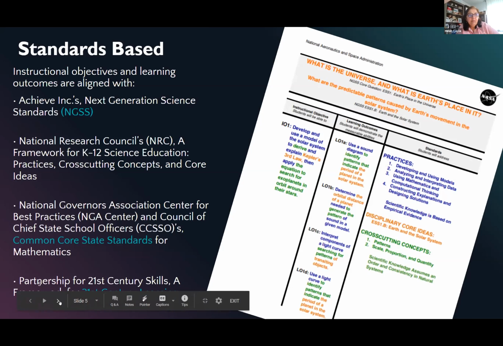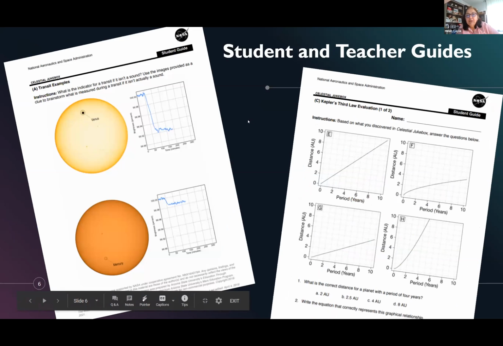I thought the student and teacher guides were also very well done. And the student guide can also be used after the lesson. In other words, after they finish, they could go and do this almost like a little review of what they learned during the lesson.